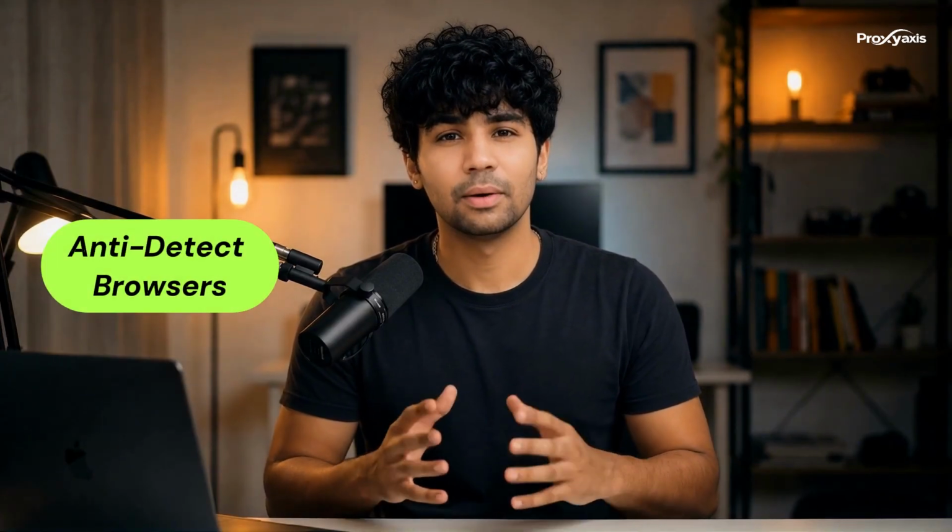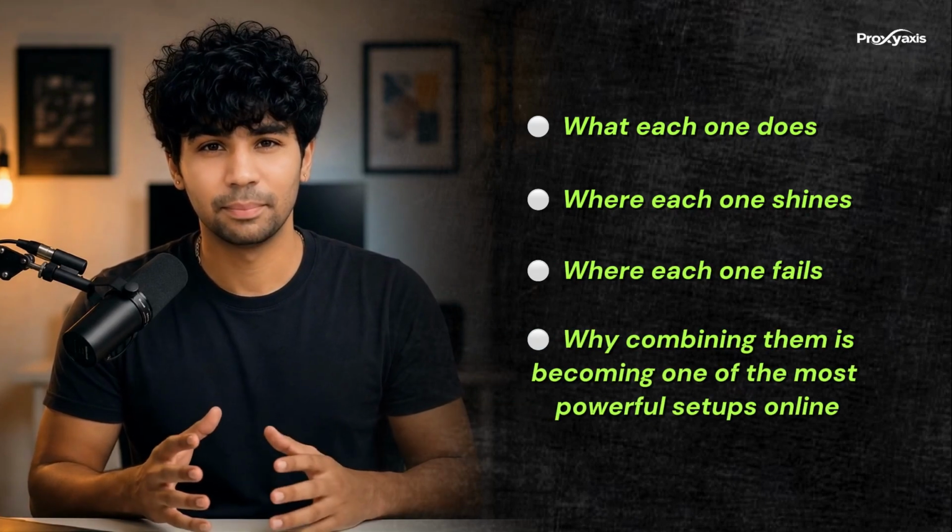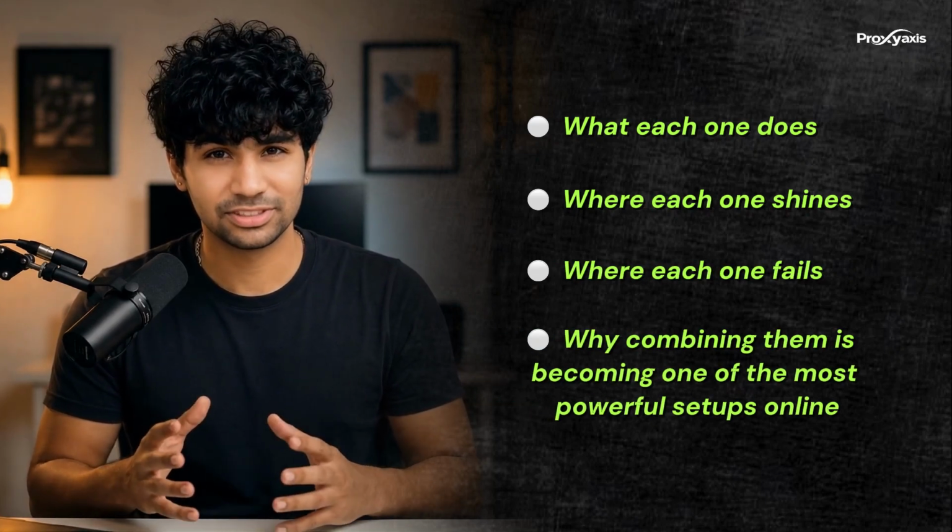In 2026, the tools designed to solve this problem have split into two completely different categories: anti-detect browsers and AI agents. Most people think they're the same thing. They're not. One is designed to hide your identity, the other is designed to automate your work. Today, we're breaking down exactly what each one does, where each one shines, where each one fails, and why combining them is becoming one of the most powerful setups online.